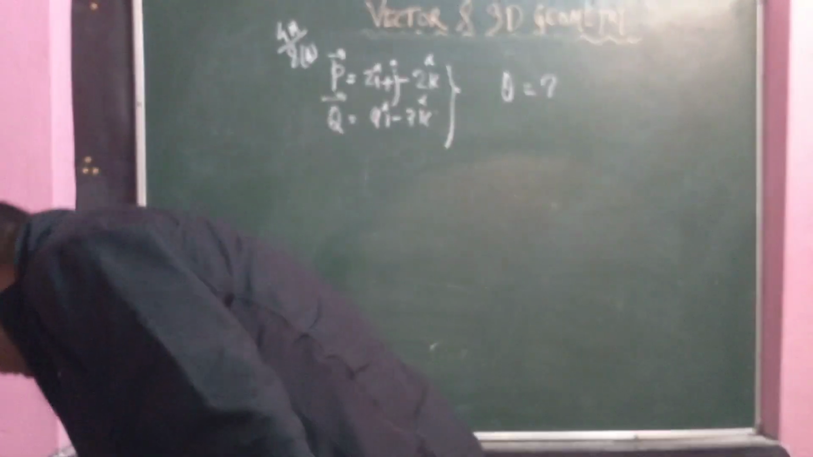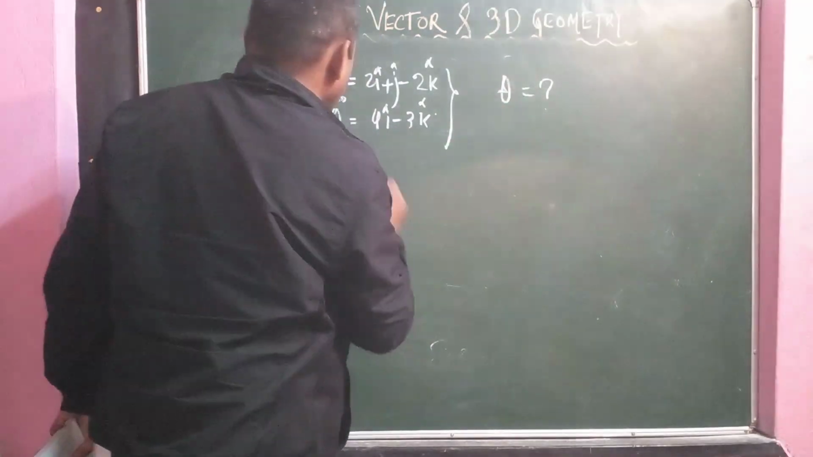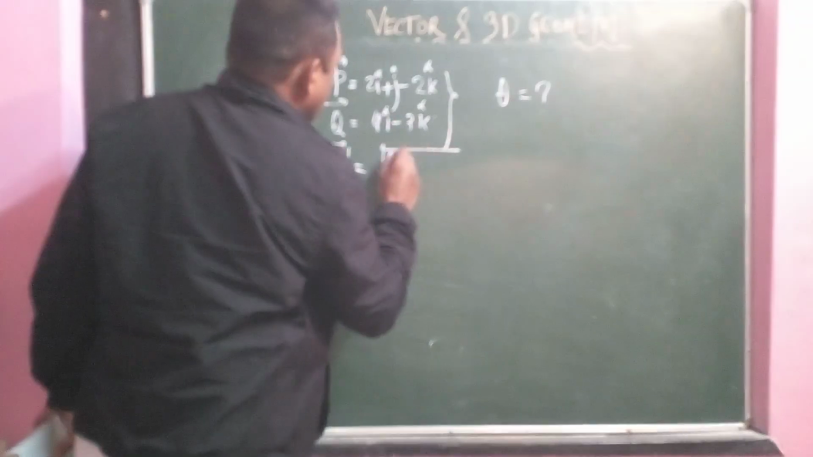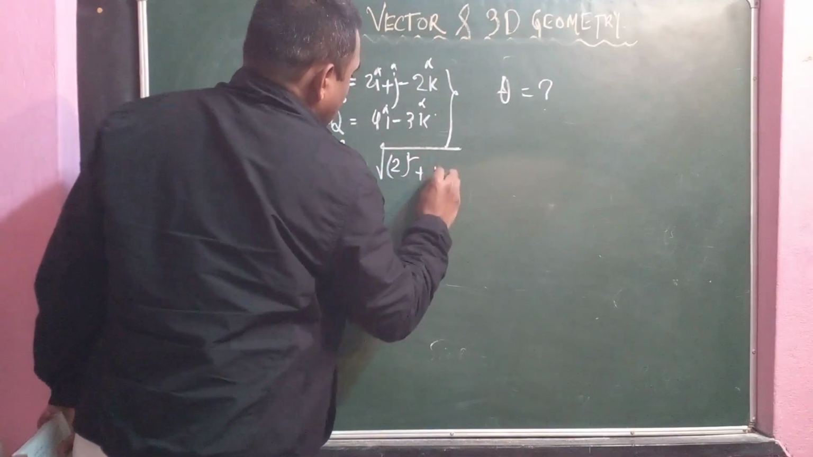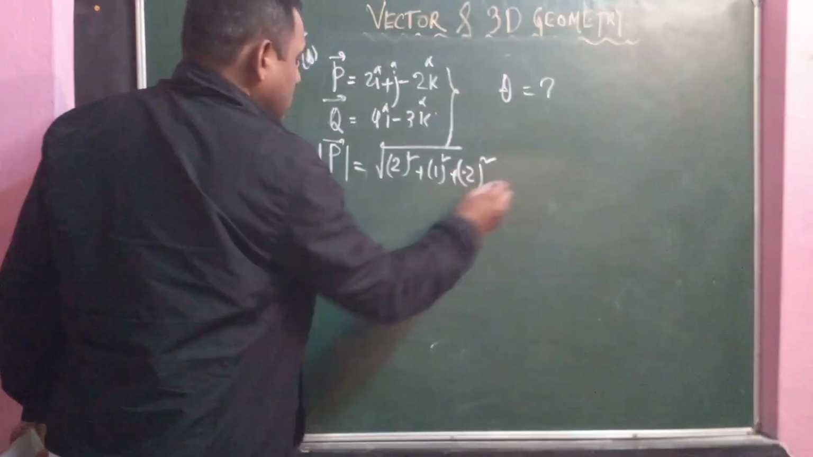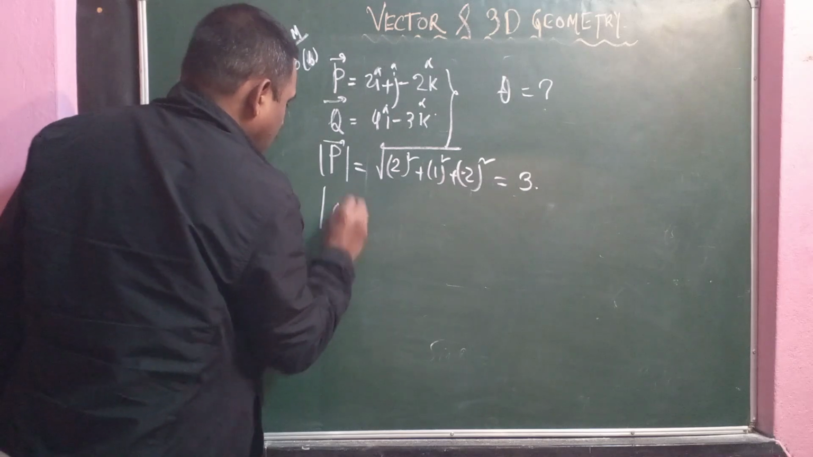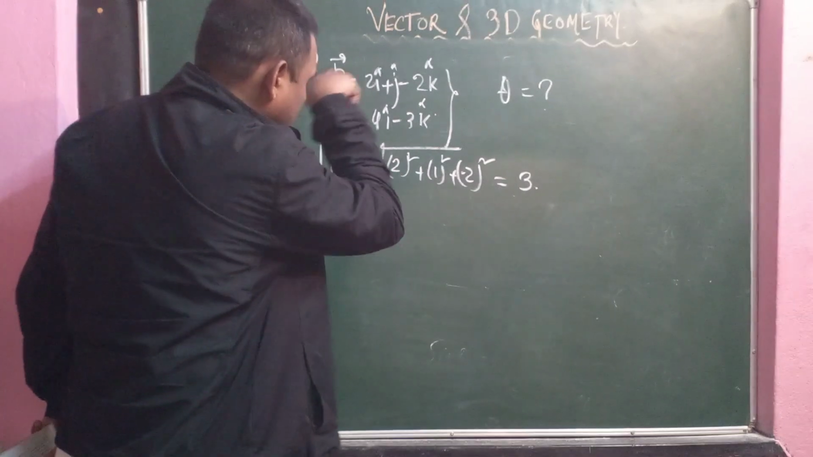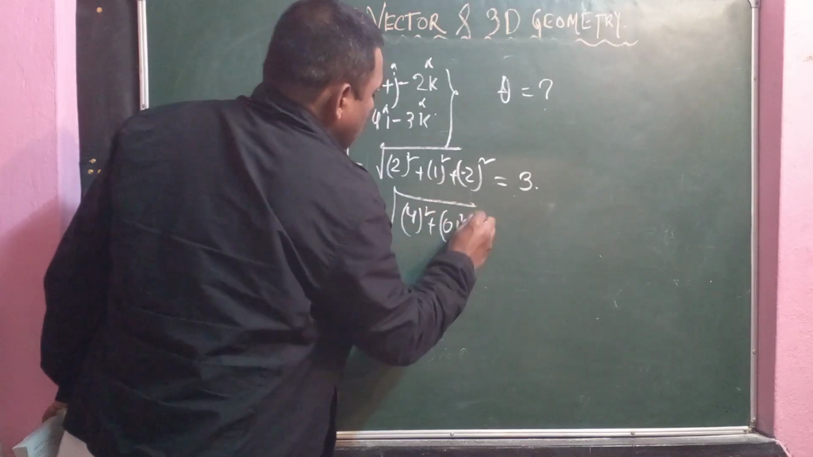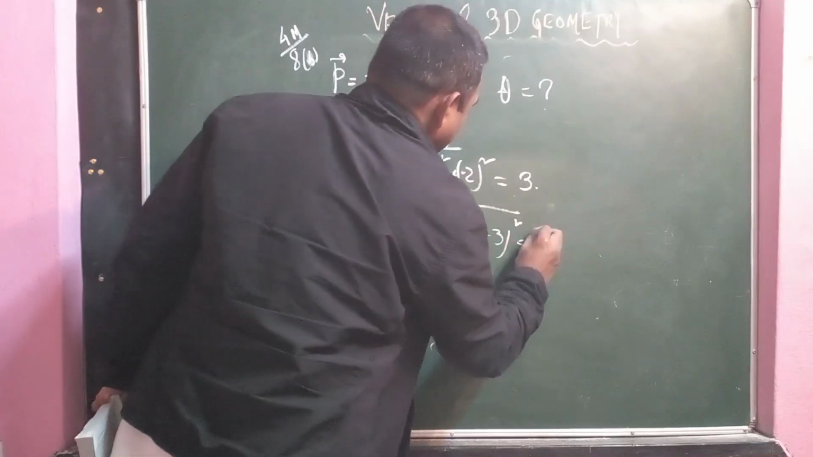How? So see, first calculate mod of P. Mod of P will be root over 2 square plus 1 square plus minus 2 square. So that is equal to 3. Mod of Q will be again root over 4 square plus 0 square, no j component, minus 3 square. So that is equal to 5.